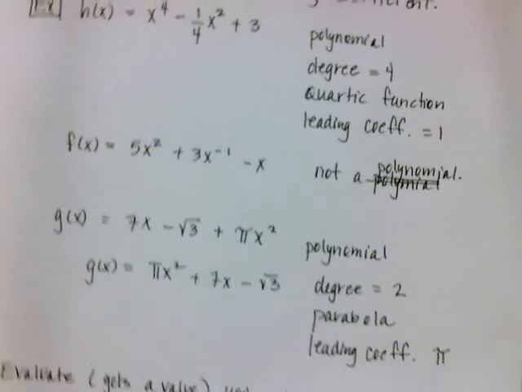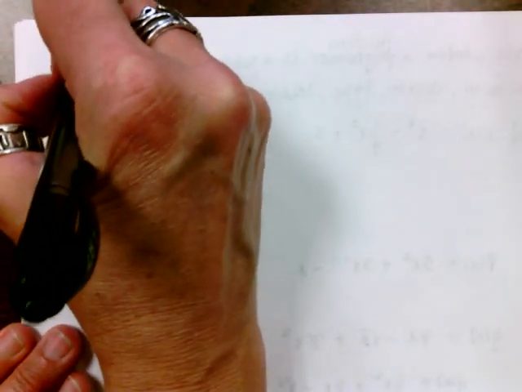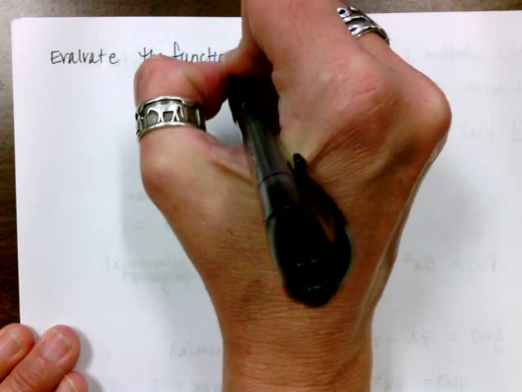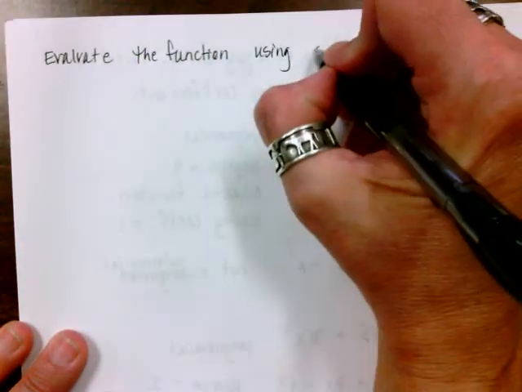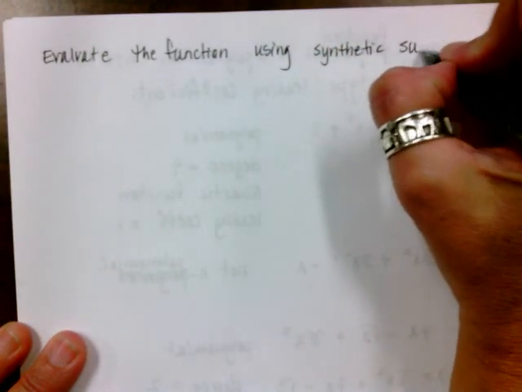So now I'm going to teach you a cool new way. I'm going to use two different colors on my pens so you can see what's going on. So this one's going to be called evaluate the function using synthetic substitution.